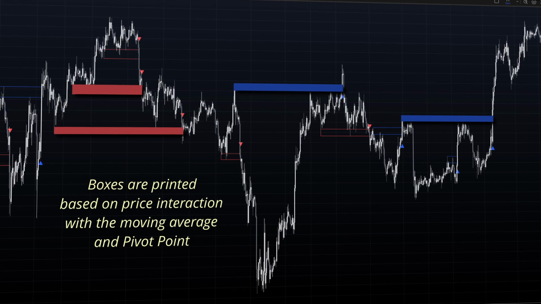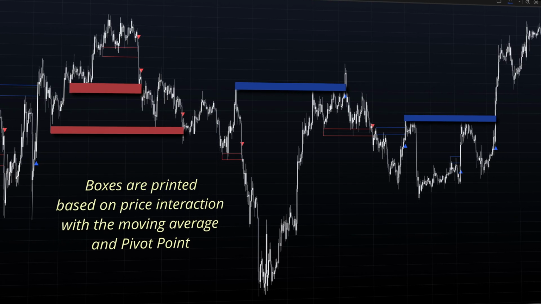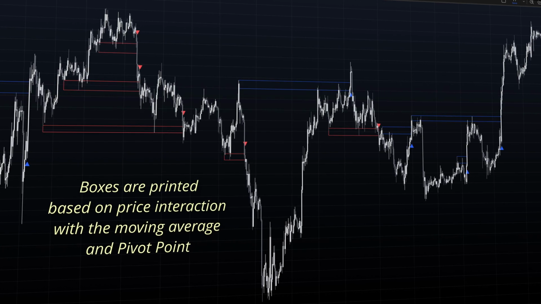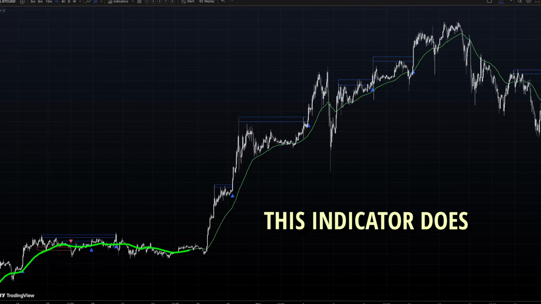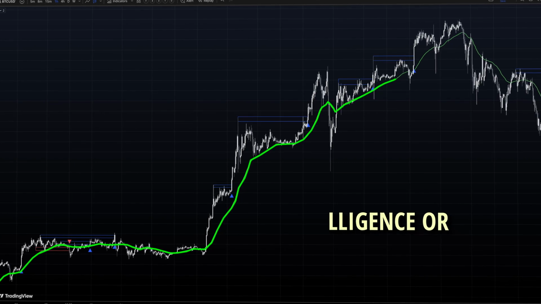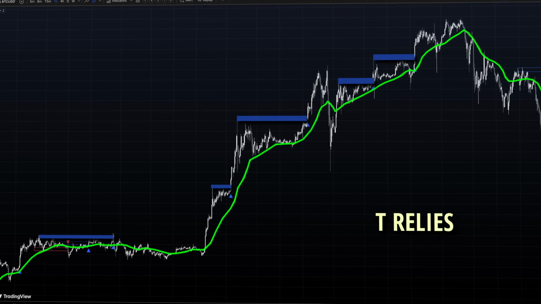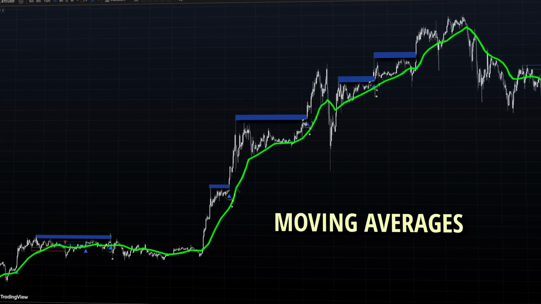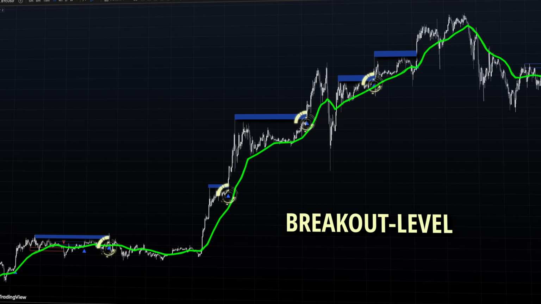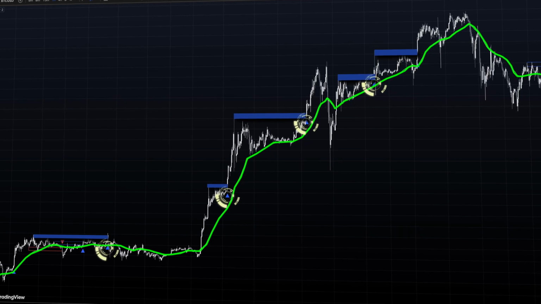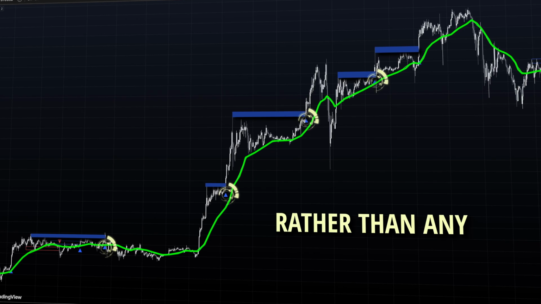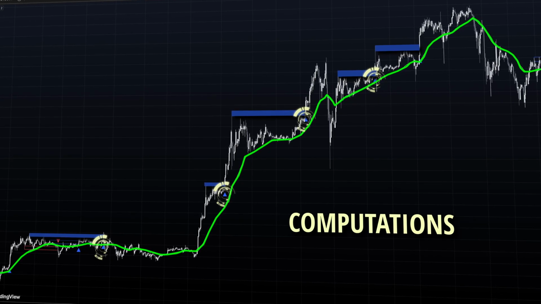Additionally, the indicator incorporates pivot high and pivot low detection, enhancing confirmation by identifying significant price turning points. Despite its name, this indicator does not use artificial intelligence or machine learning. Instead, it relies purely on traditional technical analysis methods, such as moving averages, pivot points, and breakout level detection. The term AI in its title likely refers to its adaptive characteristics, rather than any actual AI-driven computations.